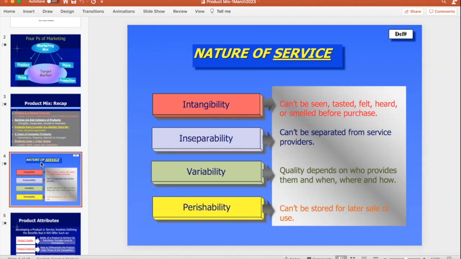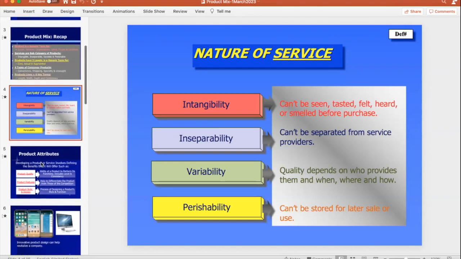The second particularity is that it can't be separated from who's producing it. The third is the quality very much depends on who's producing it and when and where it's being produced. Perishability is the fact that you cannot keep a copy. You can't have accounting of your services because you're not storing any of the services. They are being produced and consumed at the same time.